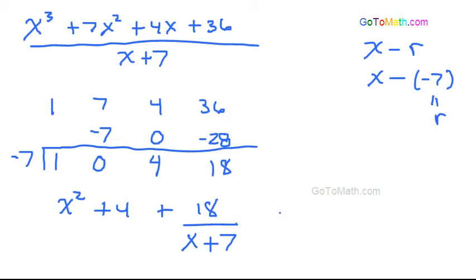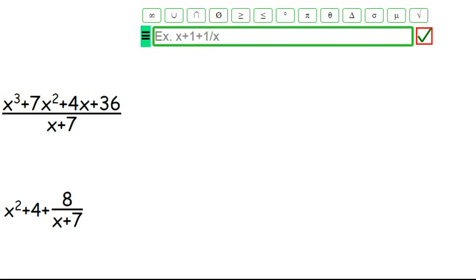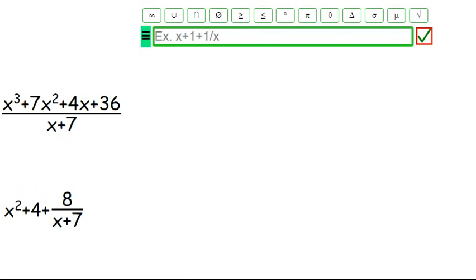Okay. Whatever. Alright, so there we go. X squared plus 4 plus 18 over x plus 7. I got a short circuit in my brain or something. X squared plus 4 plus 18 over x plus 18. It is 8. Wait a minute. What is going on here?